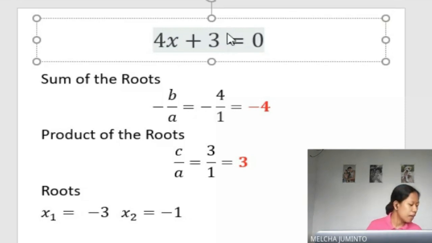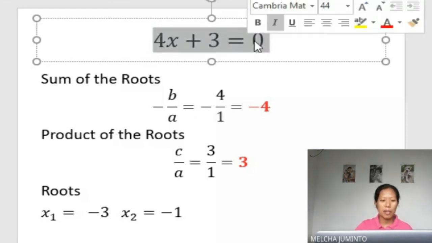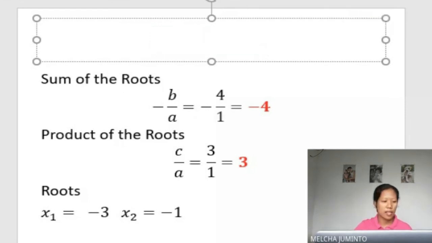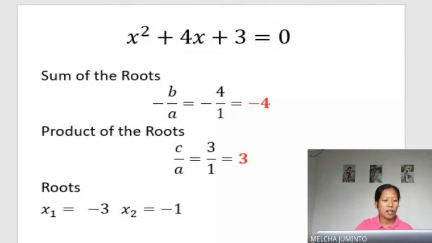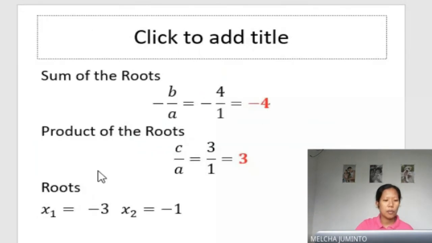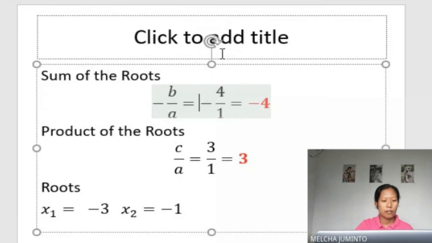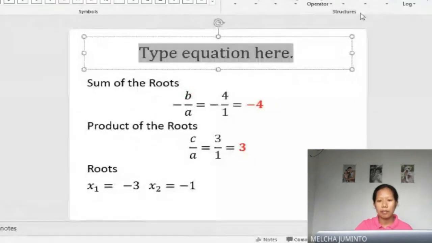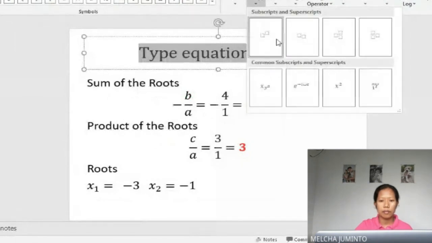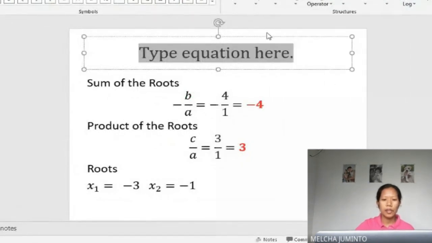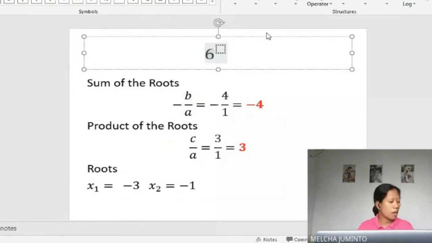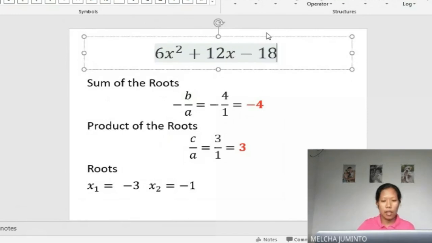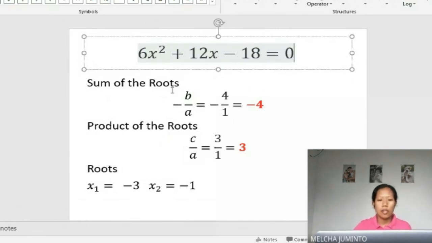For example, let us try number 2. Do you mean like for example number 2? Yes, okay. So let us try number 2. Okay, I will insert the equation. The given equation is 6x squared plus 12x minus 18 is equal to 0. So that's the given equation.